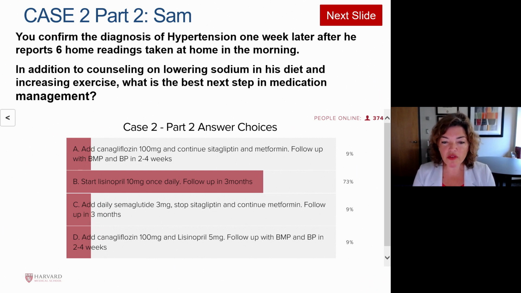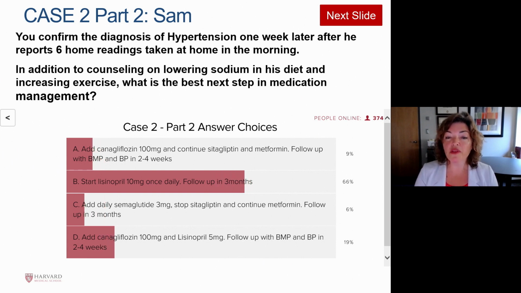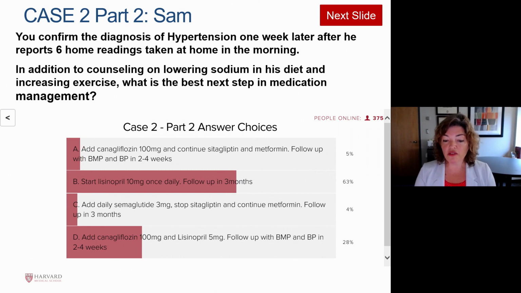So you have options. You could add an SGLT2 and continue the sitagliptin and metformin. You could start the lisinopril. You could add a GLP-1 receptor agonist, stop the sitagliptin because they are both incretin therapies, and continue metformin. You could add canagliflozin and an ACE inhibitor and follow up with a basic metabolic panel and blood pressure.